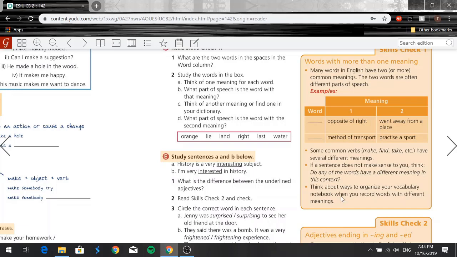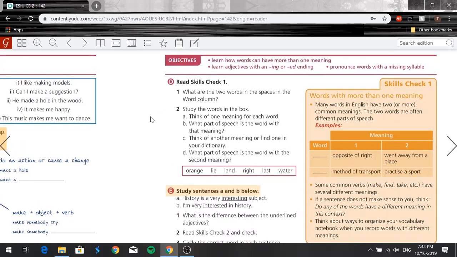And always think about ways to organize your vocabulary notebook when you record words with different meanings, right? Always got to be careful when writing the meanings down, because one word does not have a fixed meaning. Especially, or most words, not all words, but you get the idea. Style your notebook in a way where you can easily access the different meanings for words. Okay? So now let's go to exercise D here. What are the two words in the spaces in the word column?